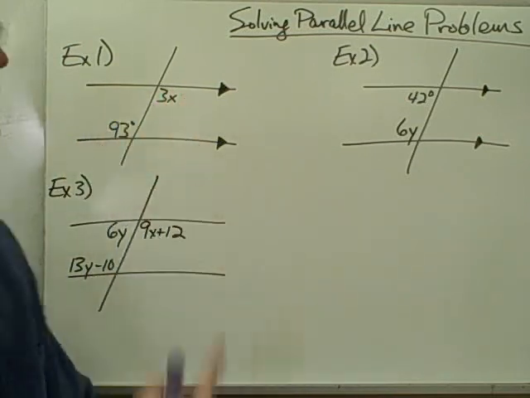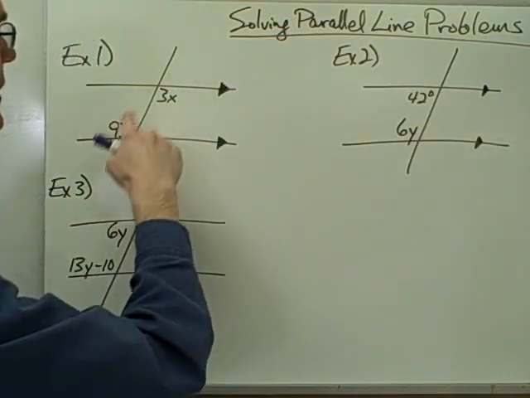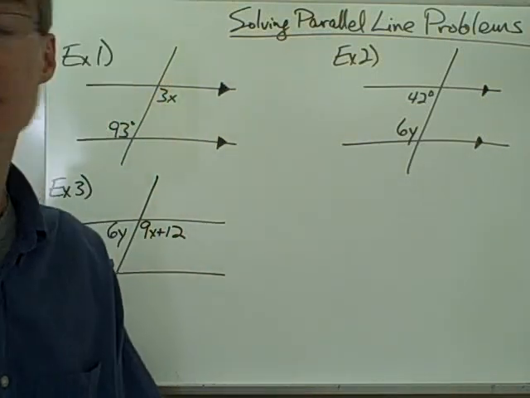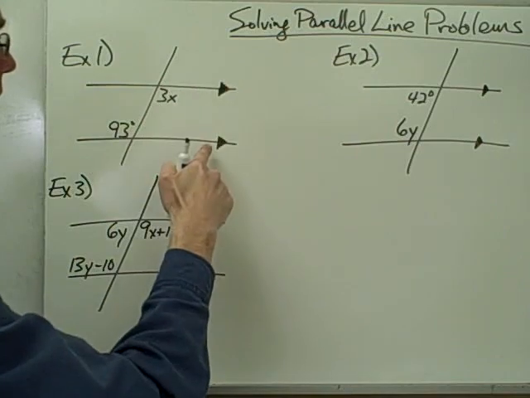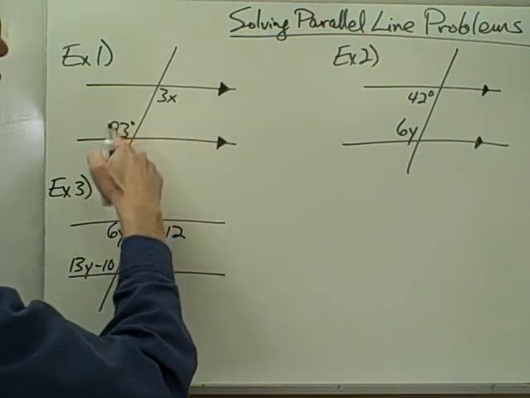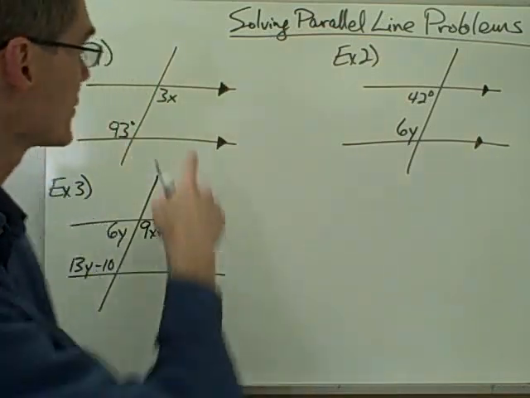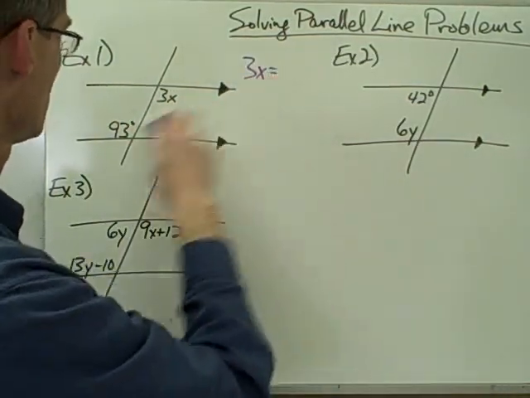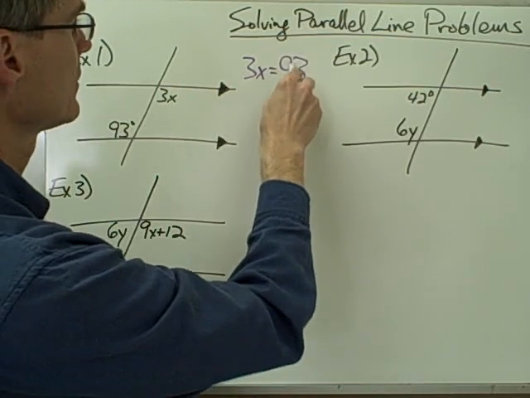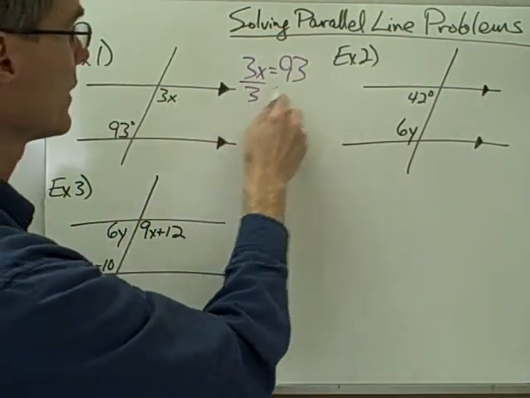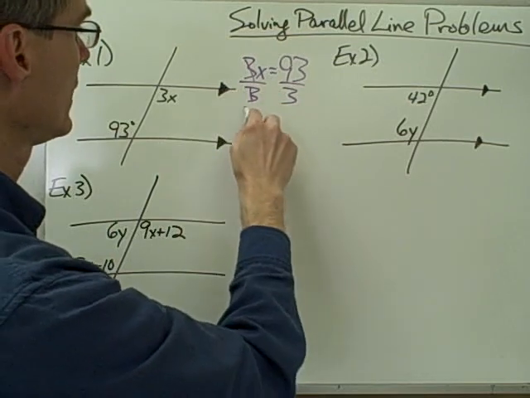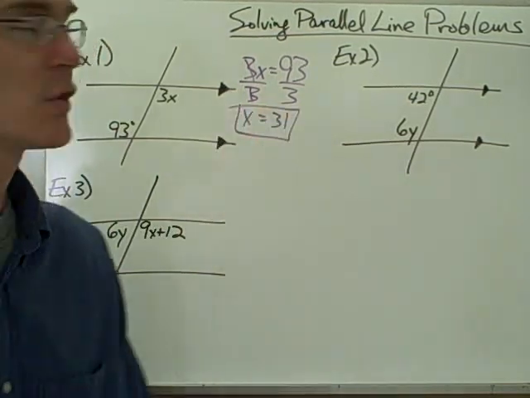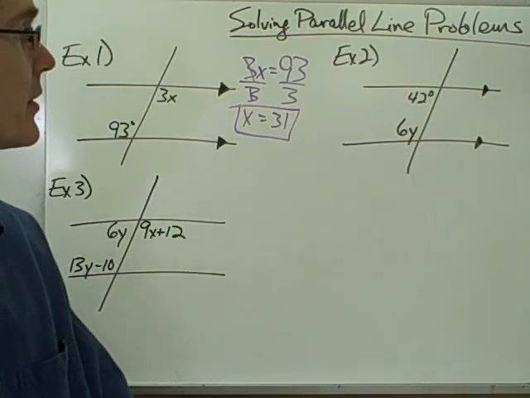Well, one of the first things I notice is that this is a pair of alternate interior angles. And I remember that I have an alternate interior angle theorem, which tells me if two parallel lines are cut by a transversal, alternate interior angles are congruent. So I can set these two values equal to each other, 3x equals 93, and then I can solve this for x. Divide both sides by 3, and I get x equals 31. So all I needed was my alternate interior angles theorem.